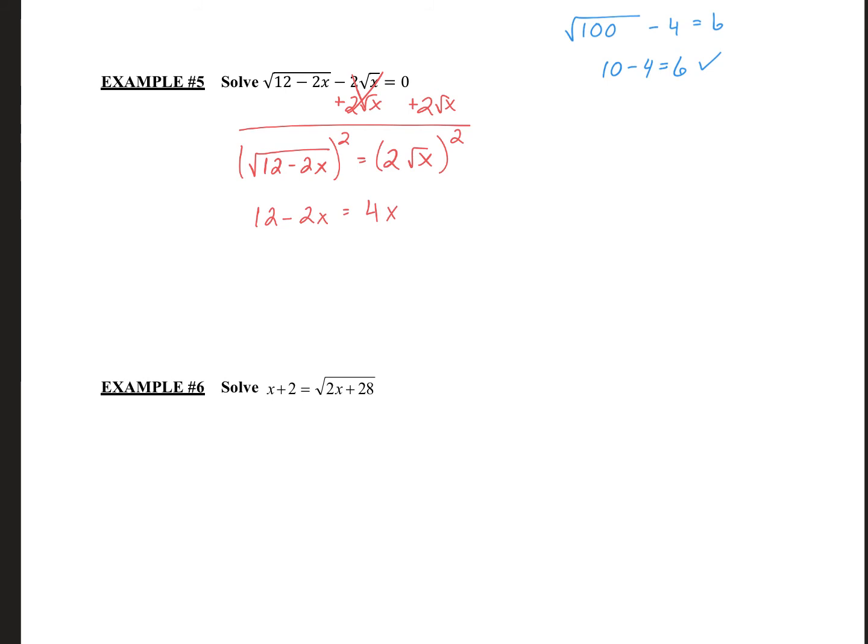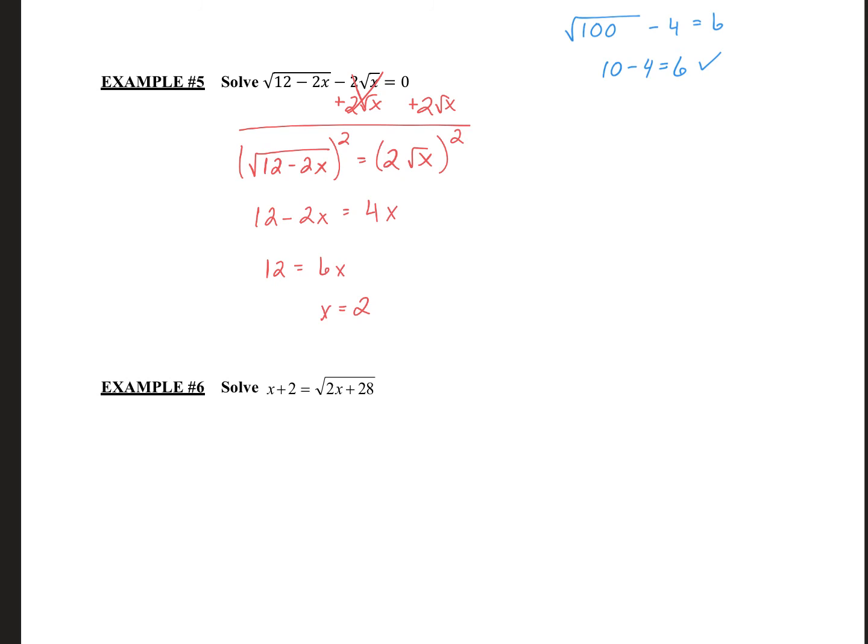All right, and now I'm just solving for x, so I'm going to add 2x to both sides, and if I do that, I get 12 equals 6x, then I divide by 6, and I get x equals 2. Okay, so this is a possible solution. I have to check for extraneous solutions now.